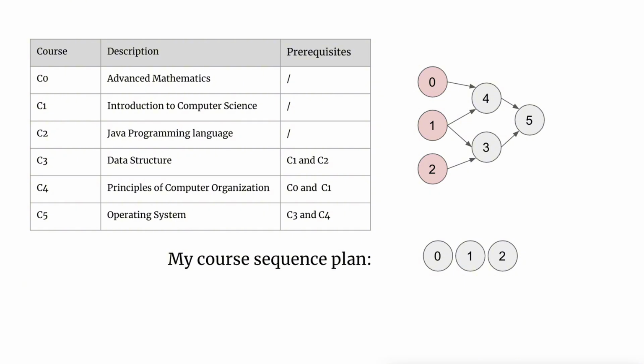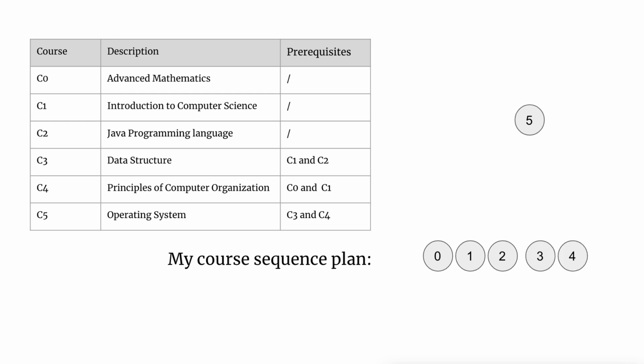My sequence could be 0, 1, 2, or 0, 2, 1, or 2, 1, 0. In fact, any combination of these three numbers would work, right? Okay, let's just take courses 0, 1, 2 in such order. In this graph, you can see that no arrows point to courses 3, 4 currently. So this indicates that those courses have no prerequisite now.